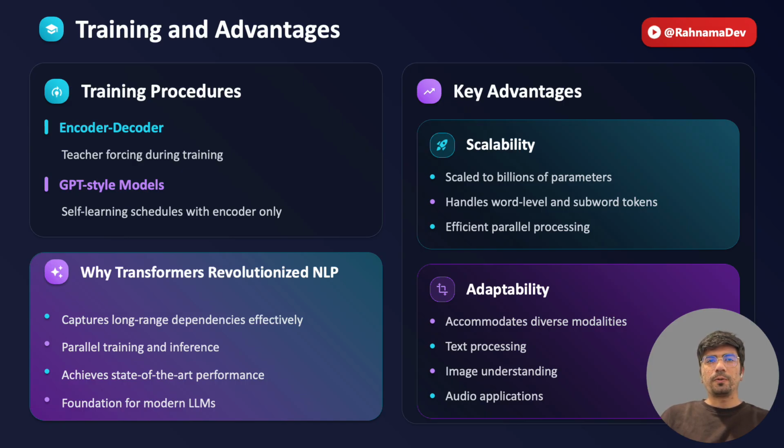For text processing, this is where they shine: NLP tasks like translation, summarization, question answering, and more. For image understanding, vision transformers treat image patches like tokens and apply the same attention mechanism to them. For audio applications, audio transformers can handle speech recognition, music generation, and other audio tasks.